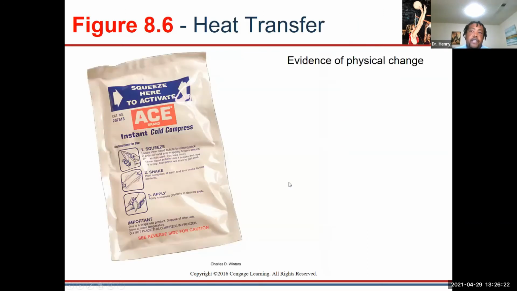Or we can even have the case where we're making cold. So you don't have to necessarily make heat. You could be sitting there making cold, right? So heat is being transferred from the outside into that reaction, and so it's causing the environment to be colder.